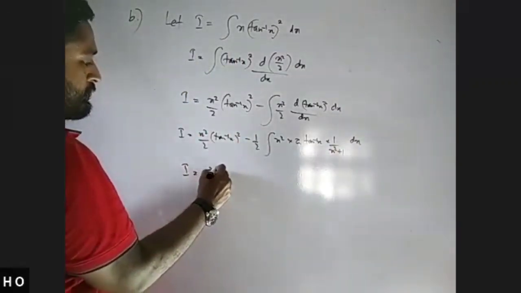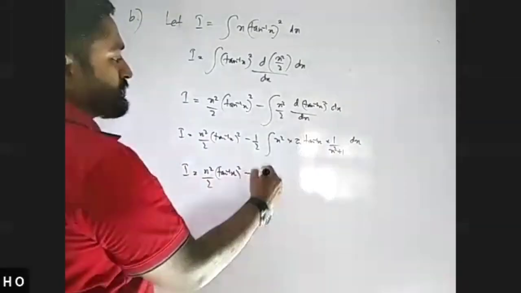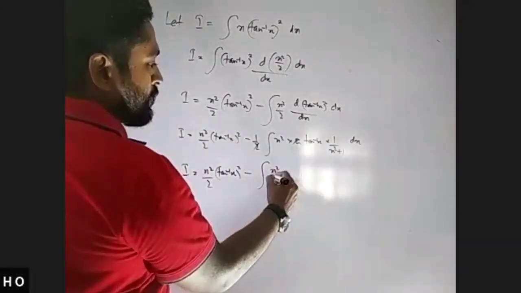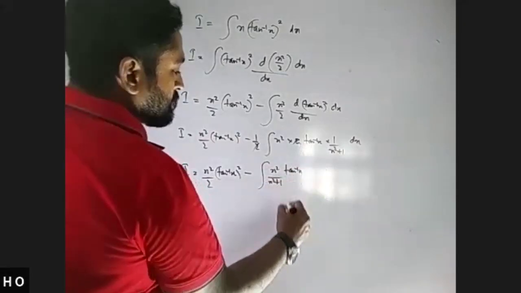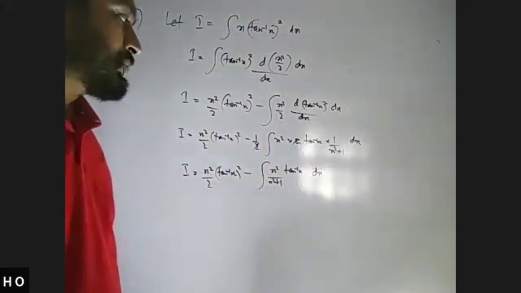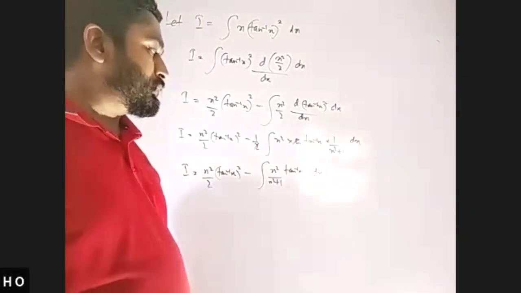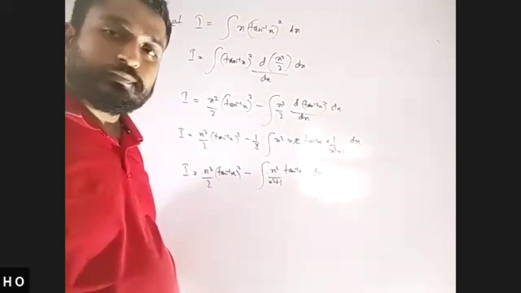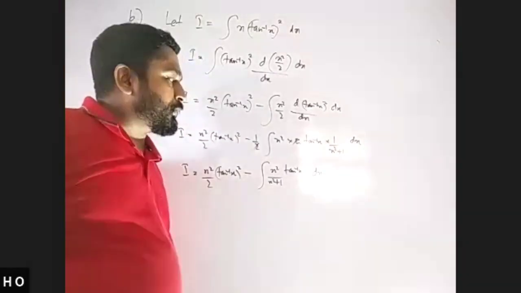Now let us take x squared by 2 tan inverse x squared. Now let us take nothing to take out. x squared tan inverse x over x squared plus 1. Now you have to handle this carefully. x squared tan inverse x over x squared plus 1. You don't have any formula for this, so again you have to use by parts.